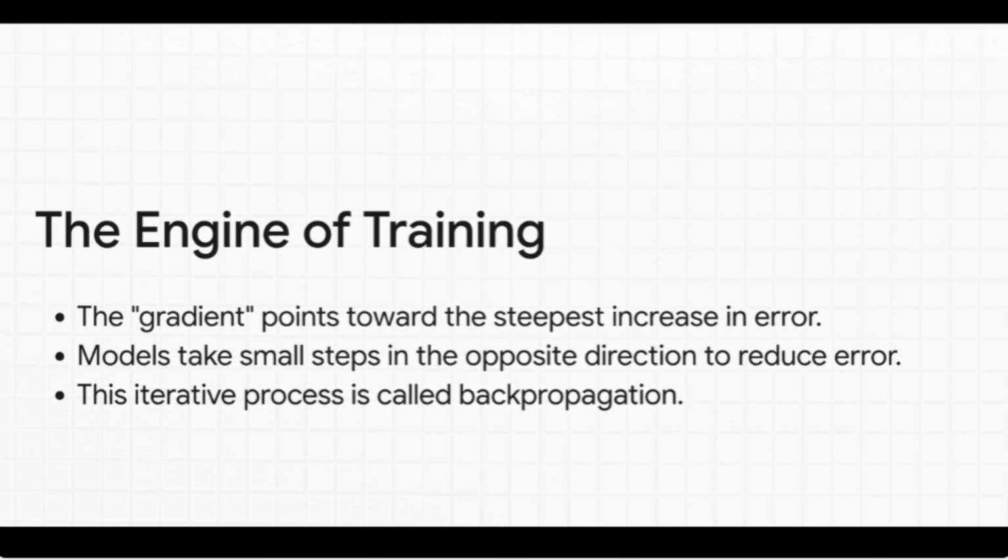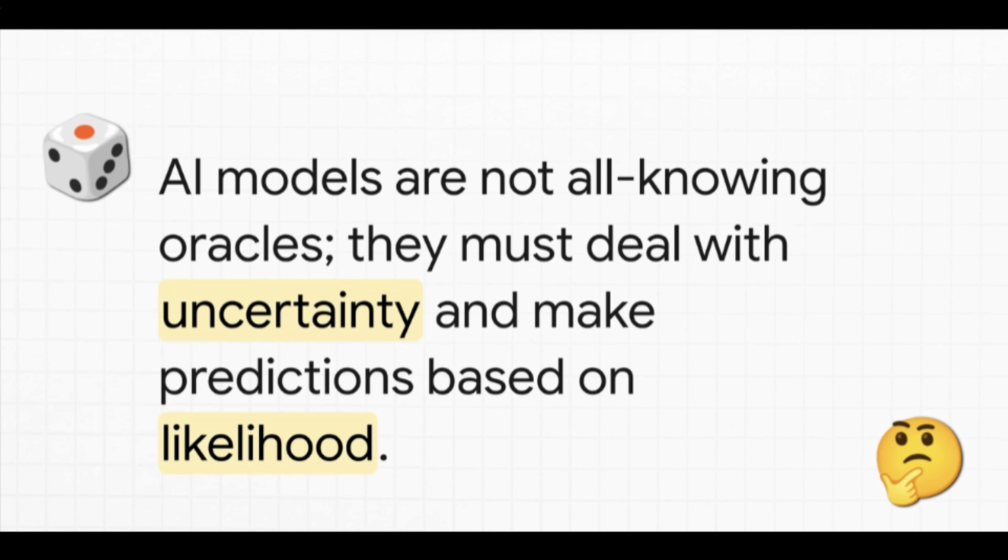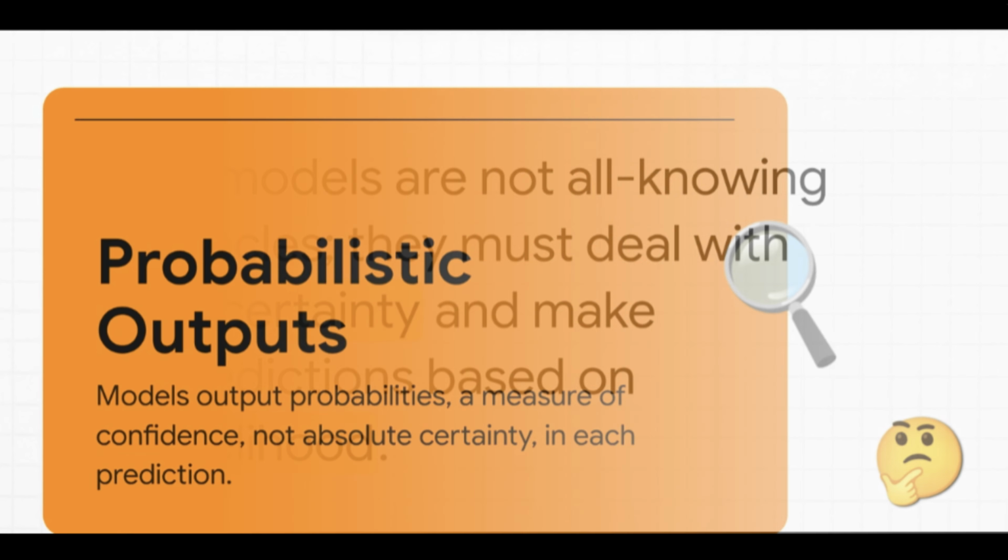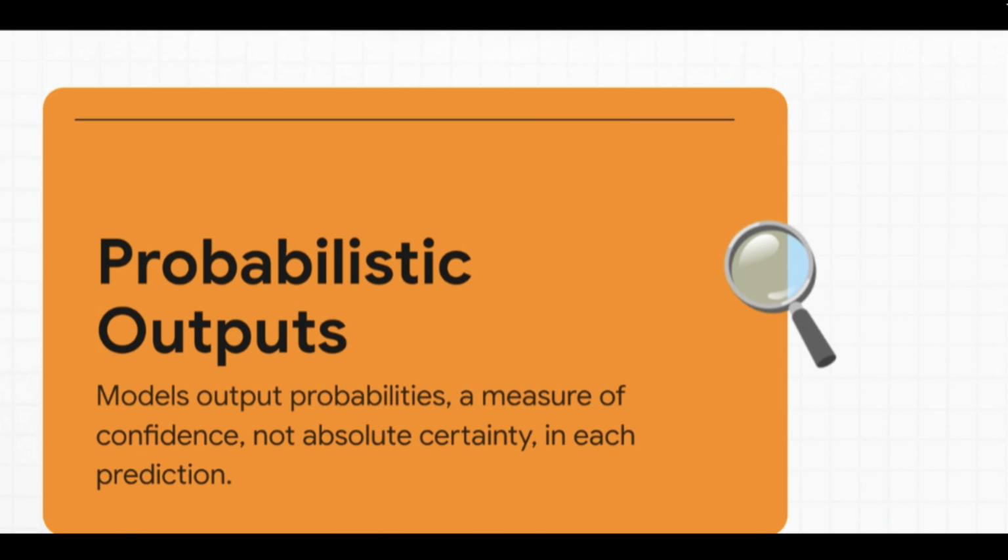Okay, on to our third idea. This one's all about understanding that AI models are not all-knowing oracles. They have to deal with uncertainty just like we do, and this is a really key distinction. An AI doesn't say this is a cat. It says, based on everything I've seen, I'm 85% confident this is a cat. It operates in the world of confidence, not certainty. And that's what makes it so powerful and flexible.